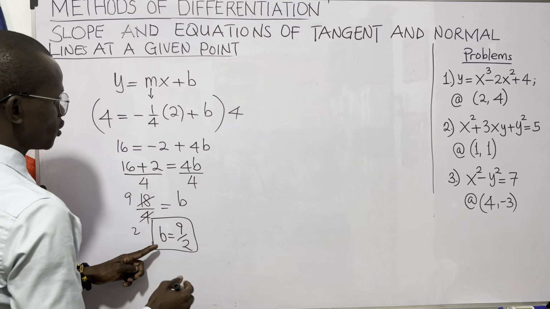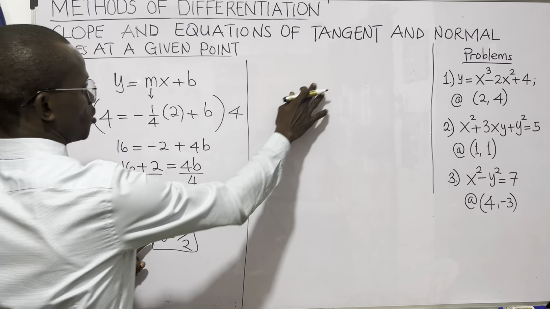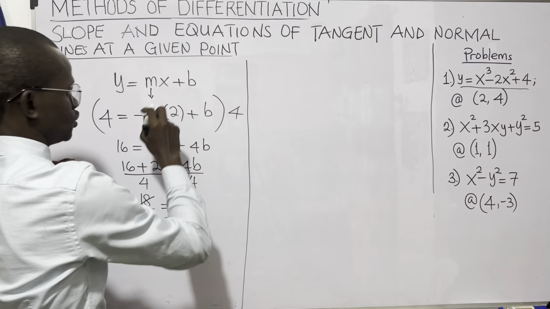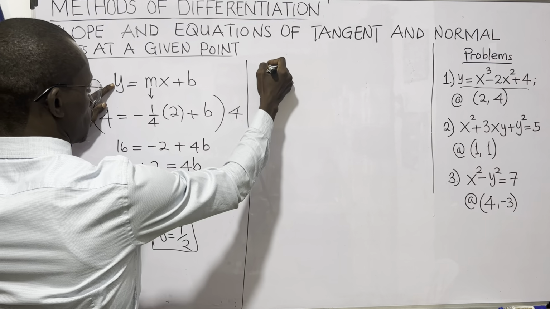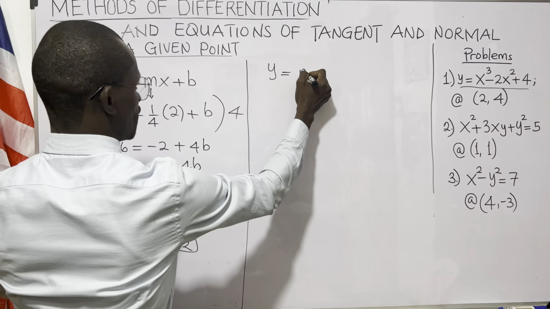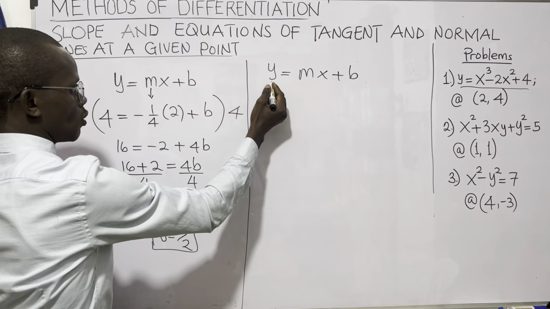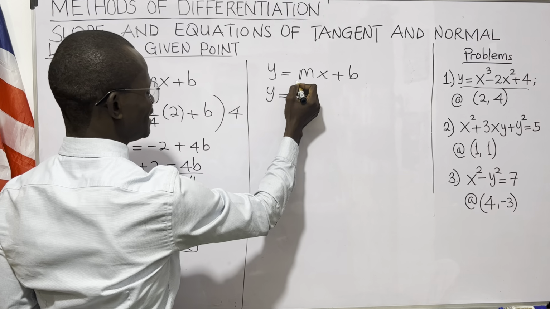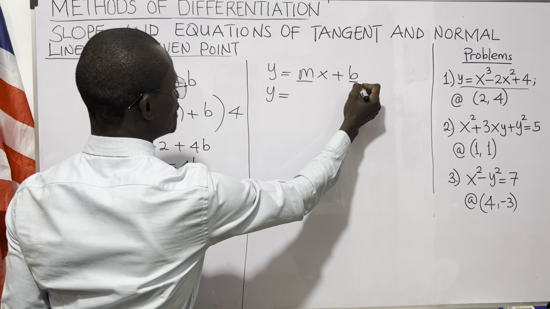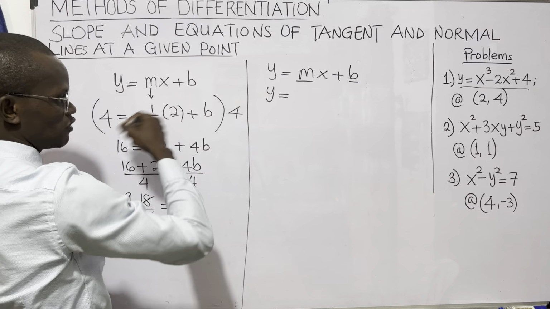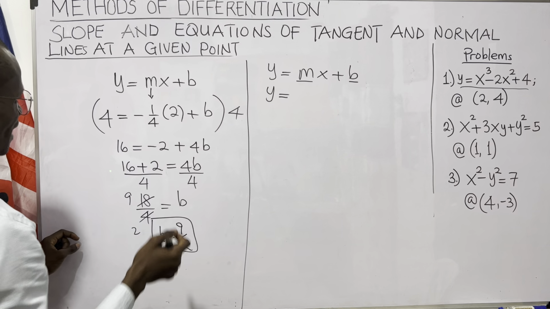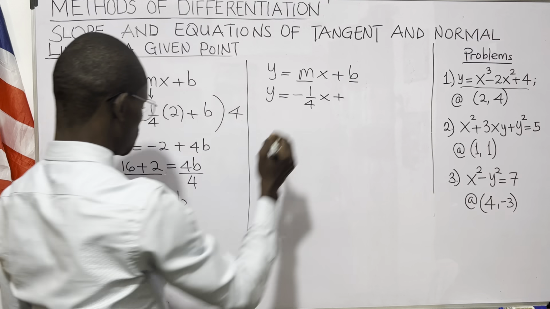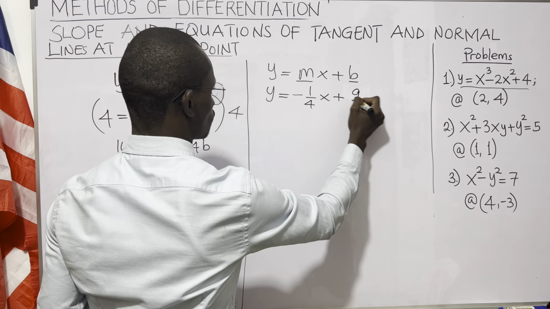So we can now determine the equation of the normal line. So this particular curve will give us y = mx + b. Y is the variable in the equation. X is the variable in the equation. Our aim was to just find m and b. So we already got the m from the derivative, which is now -1/4. So m is -1/4 x, plus b now is 9/2.